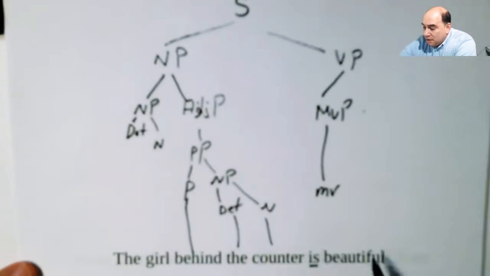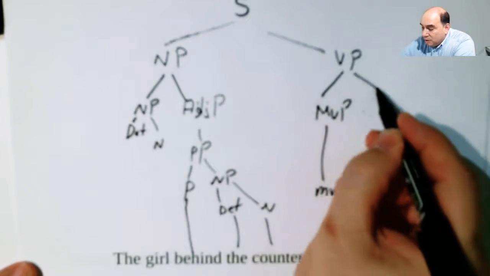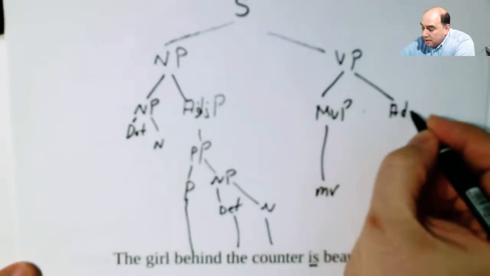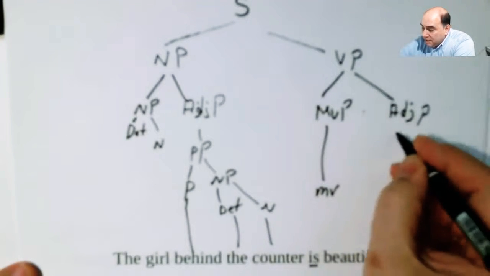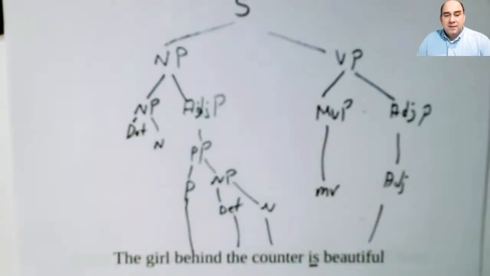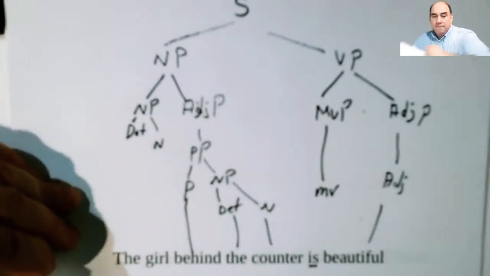is, and then the last one here is beautiful, and beautiful, of course, is describing the girl, so this is an adjective phrase. And this adjective phrase simply has an adjective in it, and that's beautiful. Okay, and that's that sentence. Very good. Let's move on to the next one here, shall we?